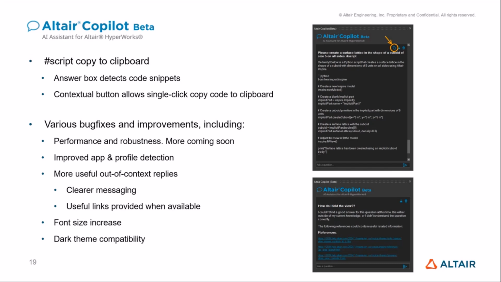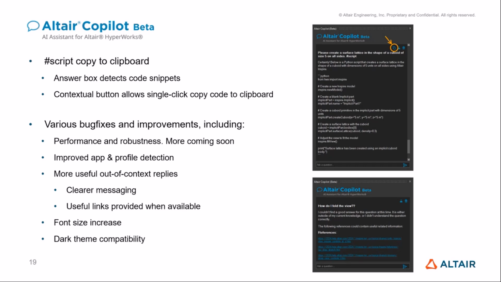Yeah, and like I mentioned along the way, we also have some bug fixes and improvements, some performance and robustness. There's more coming soon, of course, as we try to get out of beta. We improved a little bit, I think, in 24.1. Some of the apps we were struggling to detect correctly, the correct app and the profile. I think in HyperLife it was happening. So all those have been fixed now. We have improved app and profile detection.